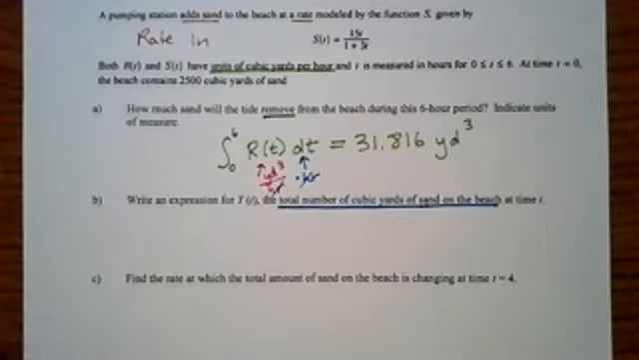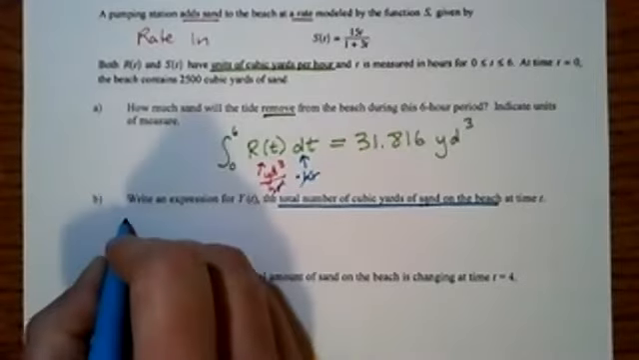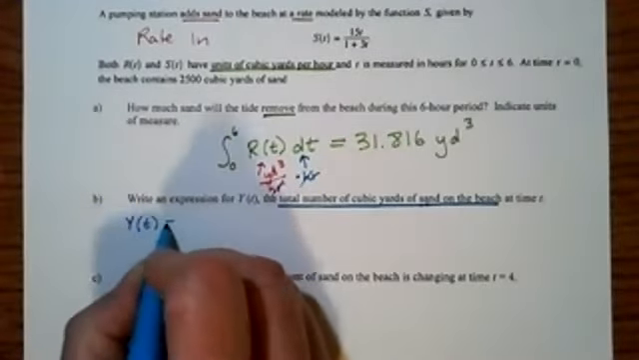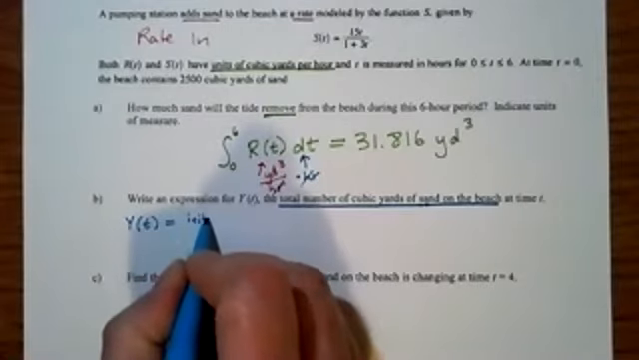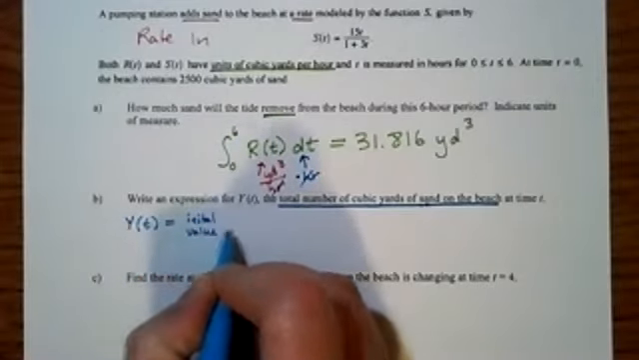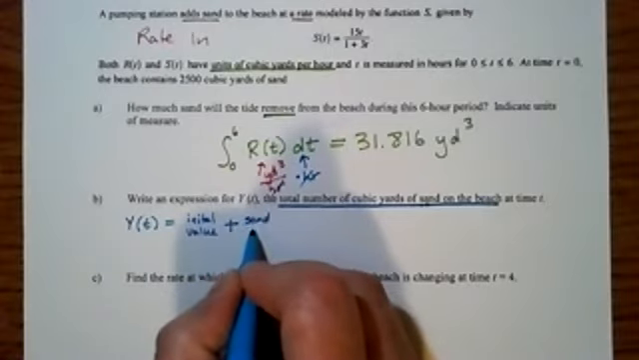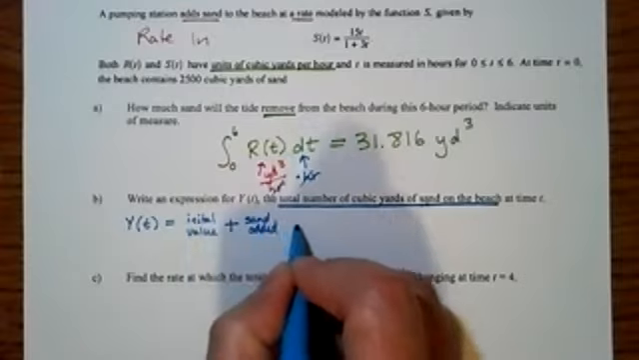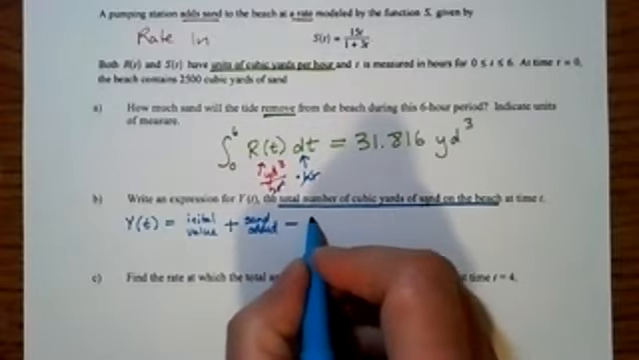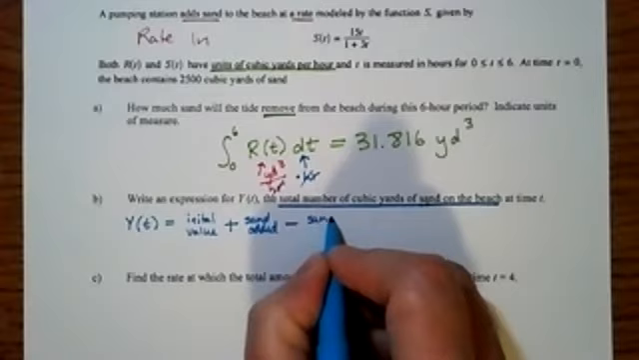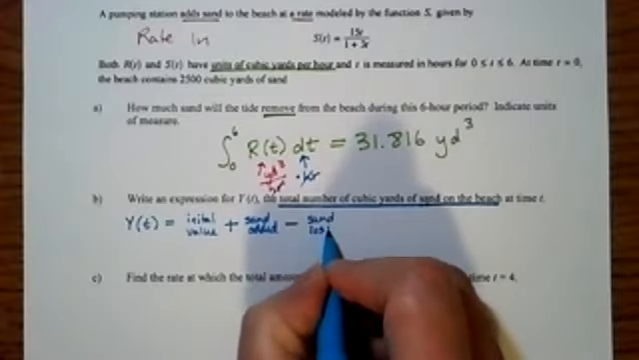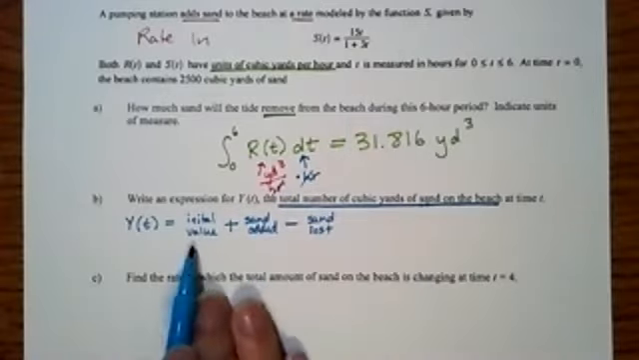How much sand was on the beach to start, how much total got removed, and how much total got added, because those 3 things are all happening together. So y of t could be an initial value plus the amount that was added minus the amount that was removed. That's kind of the thinking in my head here.